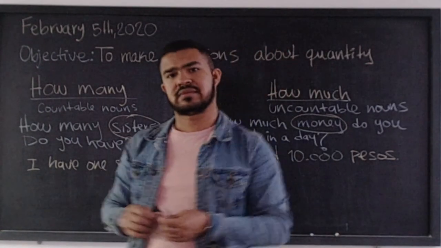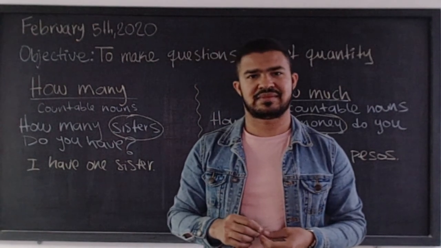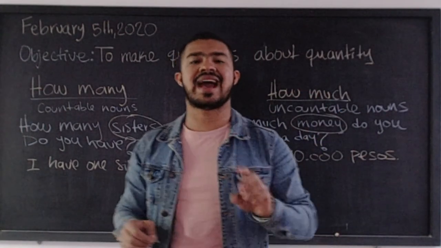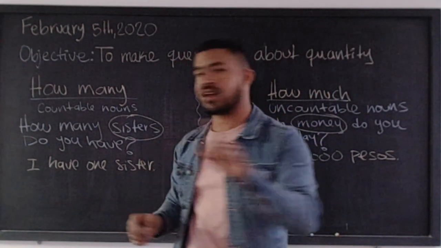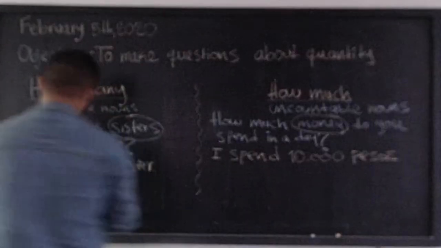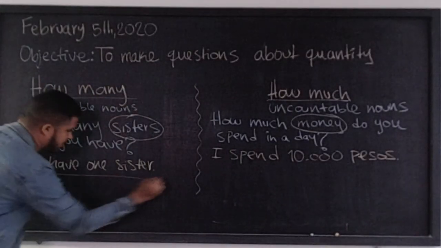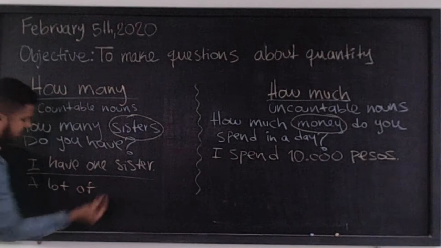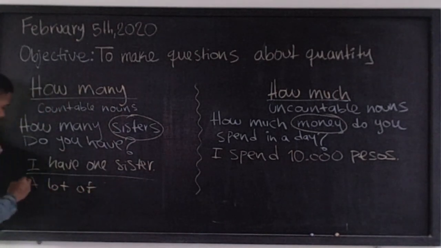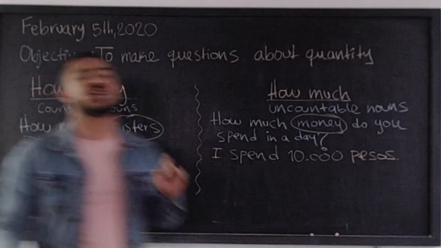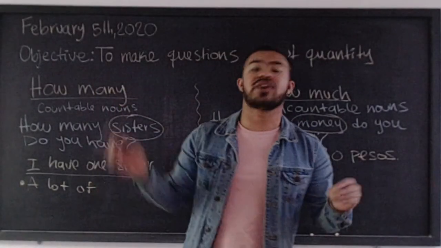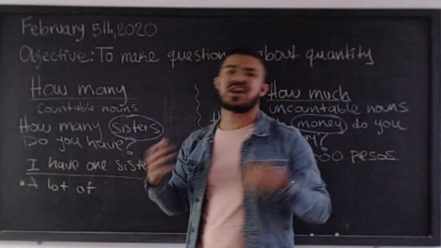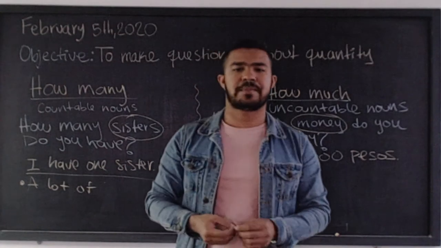Giselle, how many friends do you have? Okay. I have a lot of friends. I have a lot of friends, okay? Very good. So that's a good question. That's another question, and the answer is I have a lot of friends. A lot of, okay? That's a good expression, a lot of. So you use a lot of when you work with countable and uncountable nouns to express a huge quantity, okay? A lot of, so I have a lot of friends. More?